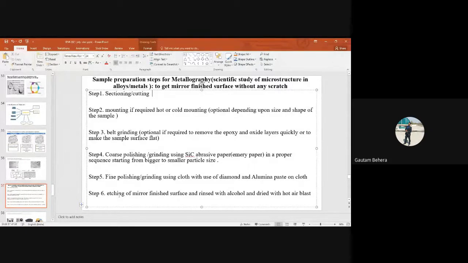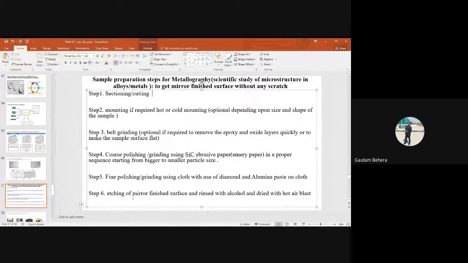Etching is a process where we use some acids or alkalis in combination with some alcohol. Fine. So after getting a mirror finish surface, the etching is done. These acids and alkalis will attack the mirror finish surface to generate a contrast. After getting a mirror finish surface, we cannot see any microstructure. We cannot see any grains, grain boundaries, inclusions, or sometimes any phases. We need to produce a contrast first. This contrast can be produced by doing etching.